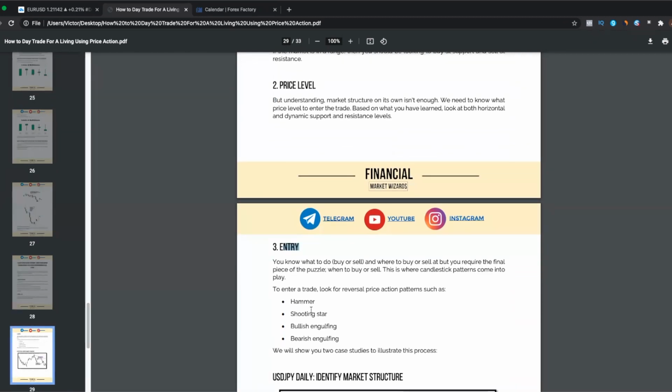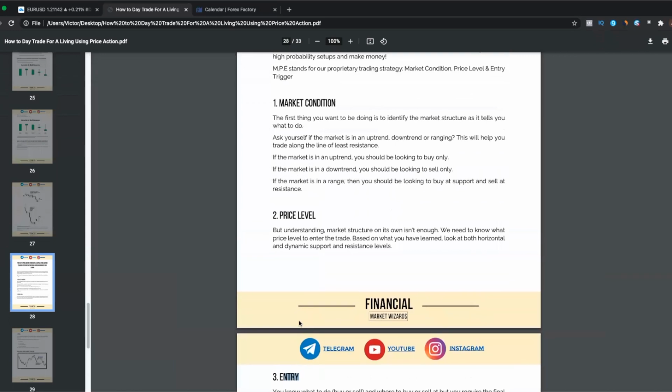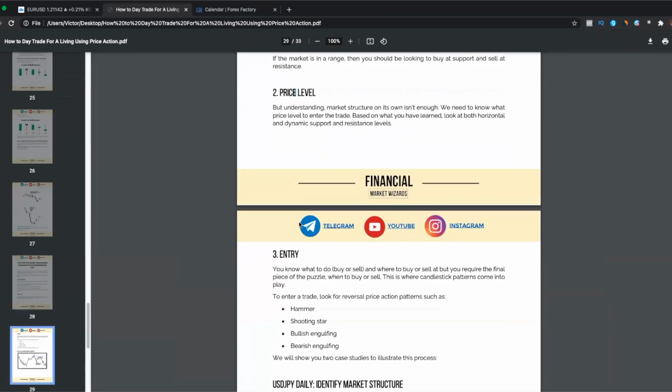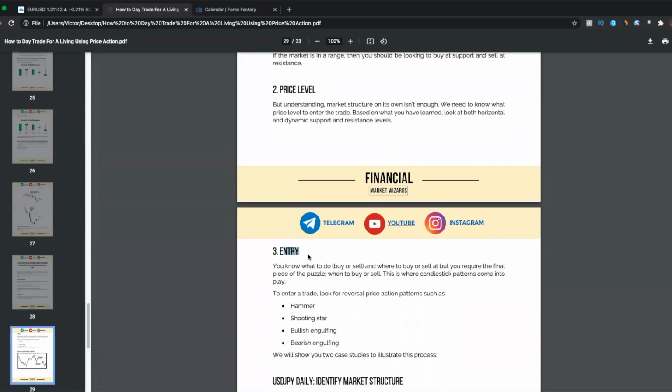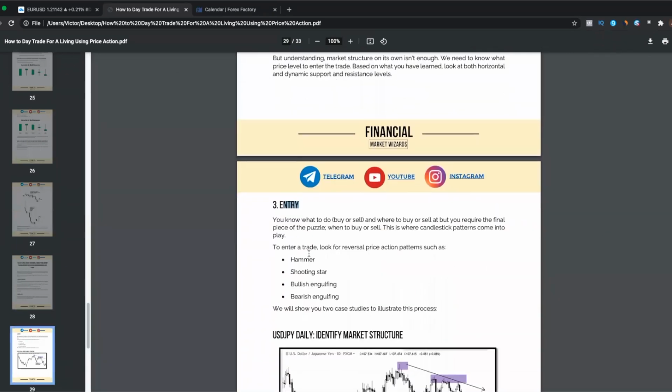Now, obviously, I cannot identify an entry trigger for you right now because the market is closed. But what I can do is show you the market condition and the price level. And during the trading week, when you see a confirmation candlestick pattern at the key levels, then you can go ahead and take the trade.